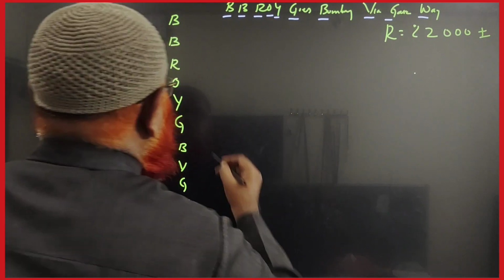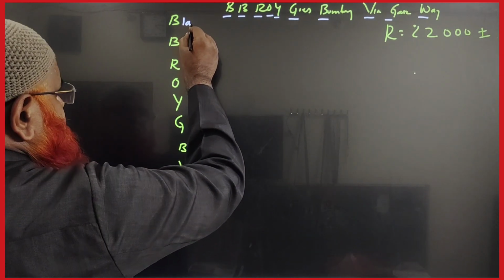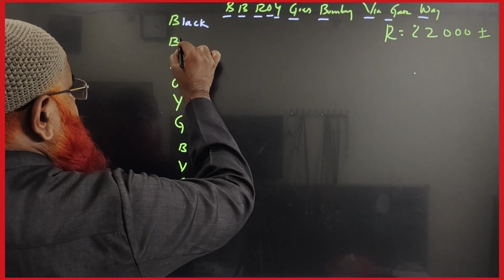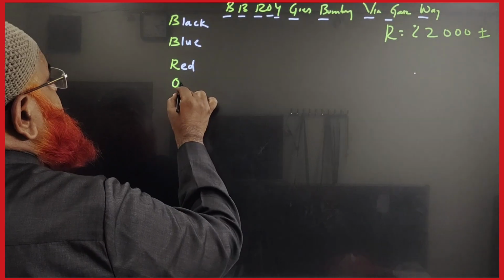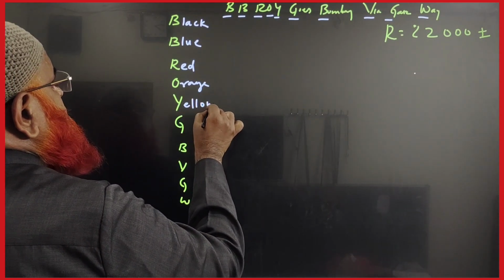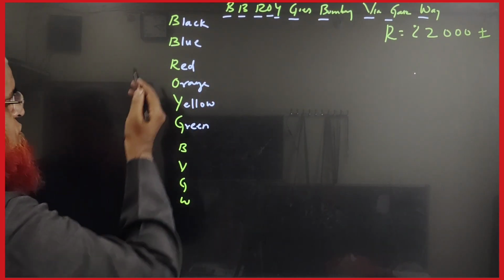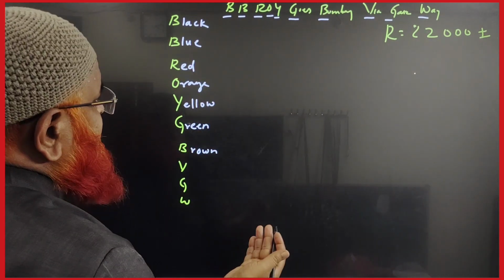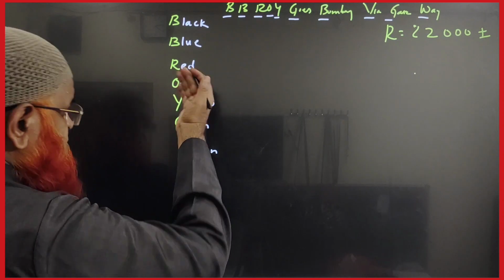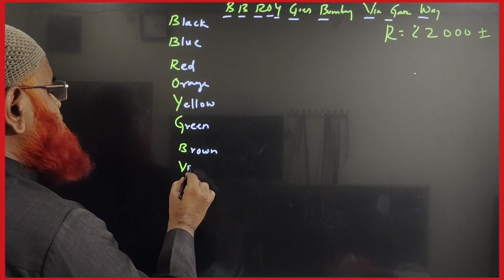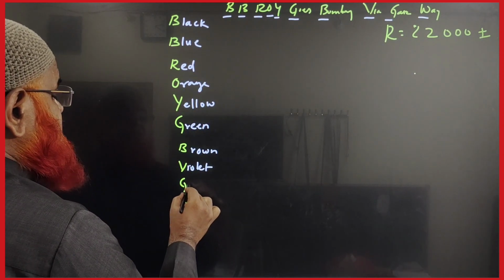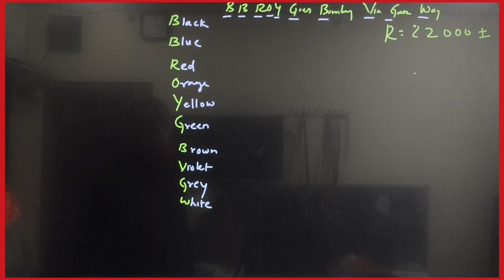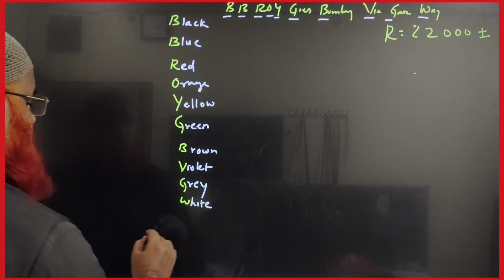Understood? So the first B is taken as black, the darkest color. Next, a little bit lighter one is taken as blue. Then red, orange, yellow, green, blue, black, and after that brown is left. So lightness is increasing: black, after that less dark is blue, still less dark is brown. V means violet, G means grey, and W is white. So this is the order we have to remember here.